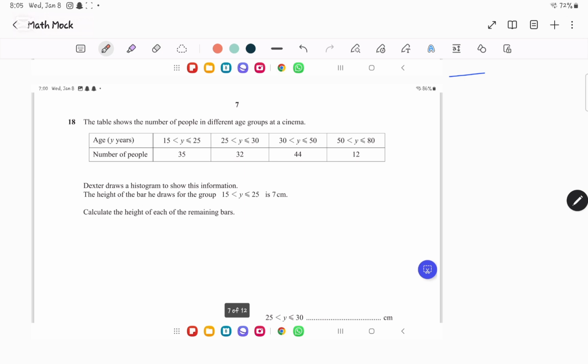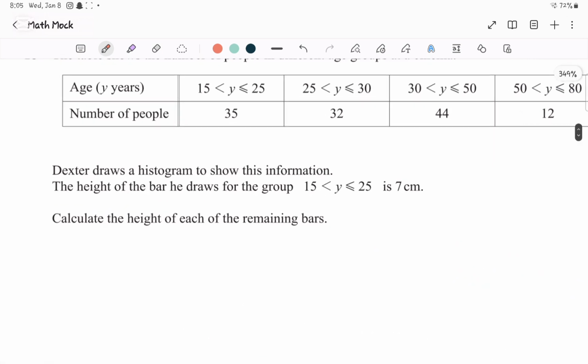So the table shows the number of people in different age groups at a cinema. Okay, Dexter draws a histogram to show this information. The height of the bar he draws for the group between 15 and 25 is 7 centimeters. So calculate the height of each of the remaining bars. So between 15 and 25 is 7 centimeters. So what we can notice is actually a pattern. So what happens is 35 is the number of people.